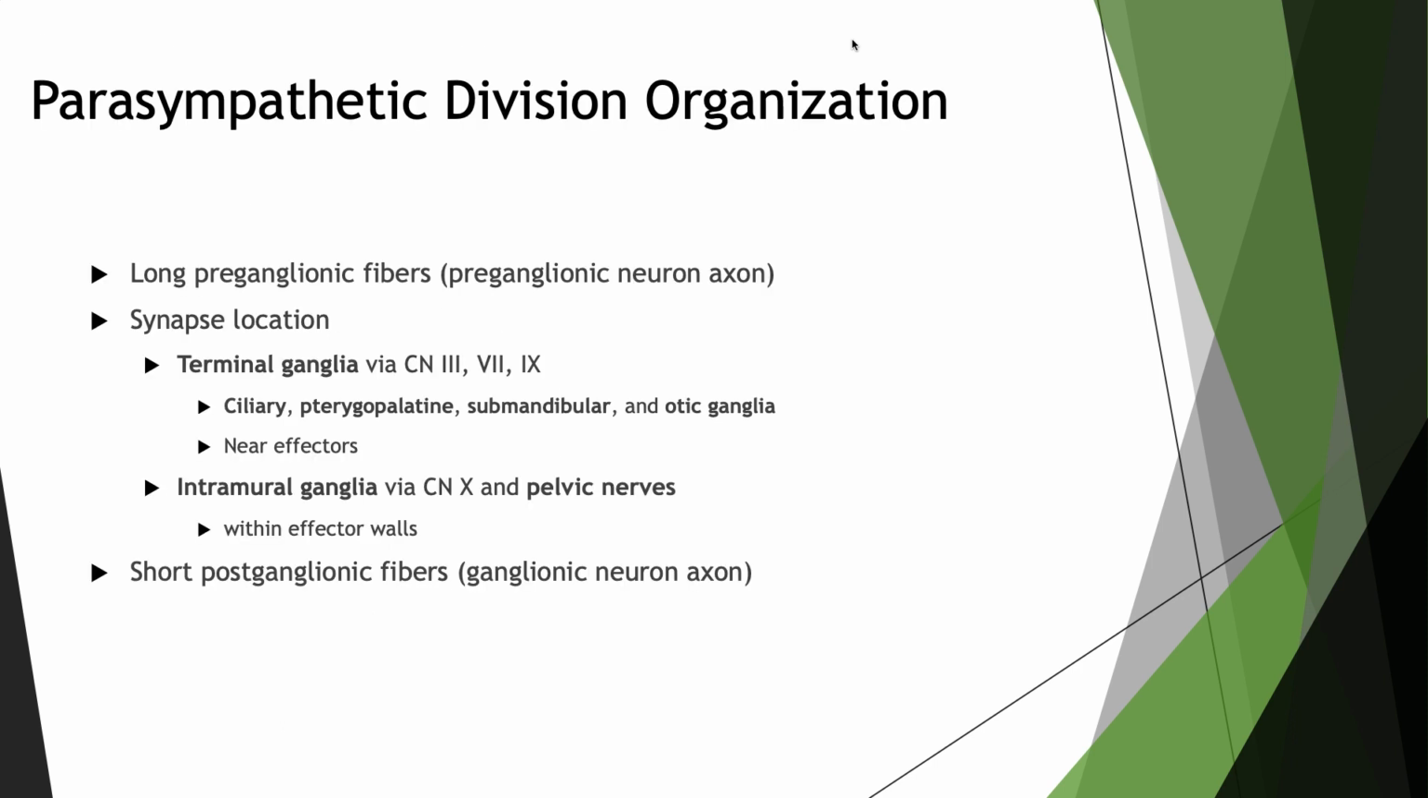So talking about the parasympathetic division here, which is also called the craniosacral division because of the origin of the nerves. And we can talk a little bit about the outflow here, specifically in some of the nerve innervations.